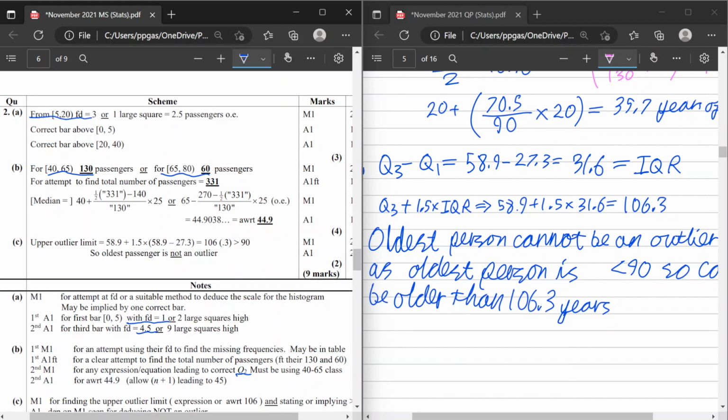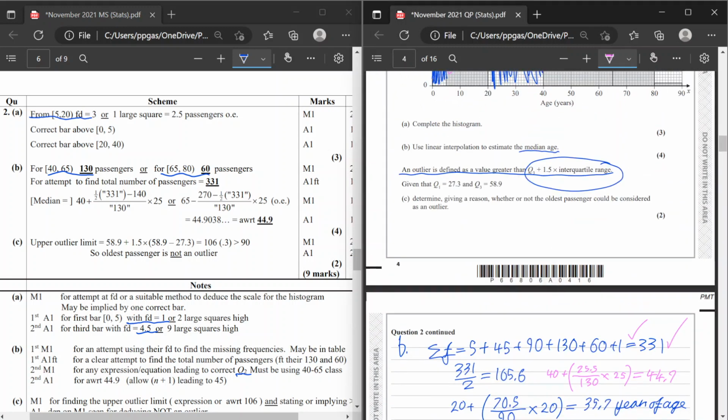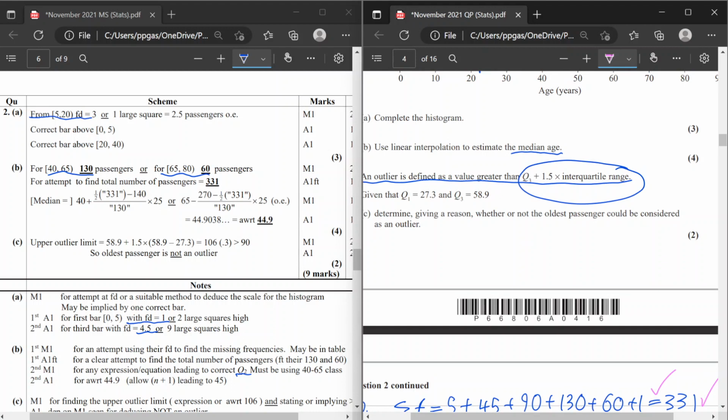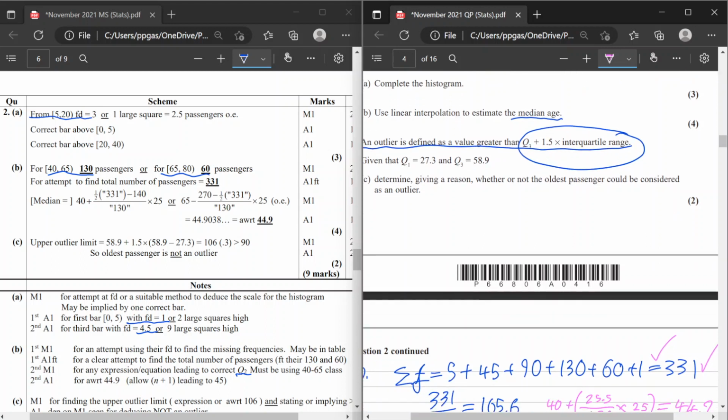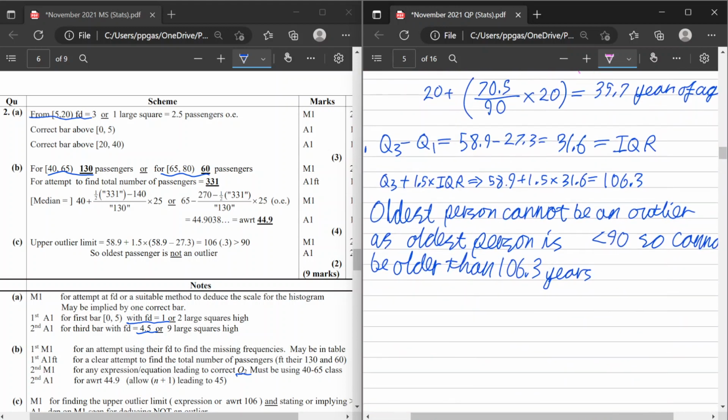The next one, 2C. This was to do with outliers, I think. Yeah, it was an outlier, so it gave you that little formula of the upper quartile, add 3 over 2 times the interquartile range. It would give you an outlier, so anything greater than that would be an outlier. So that was a fairly simple calculation.